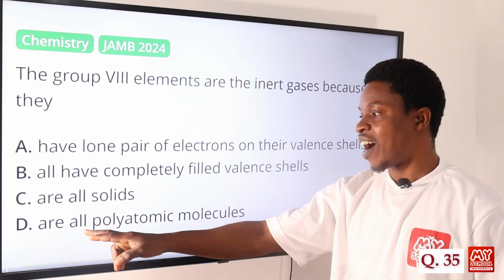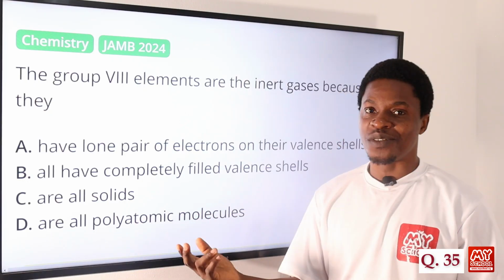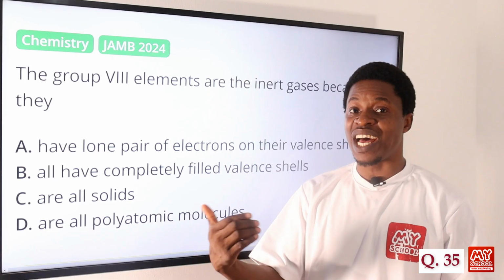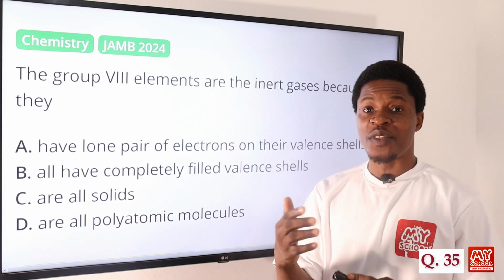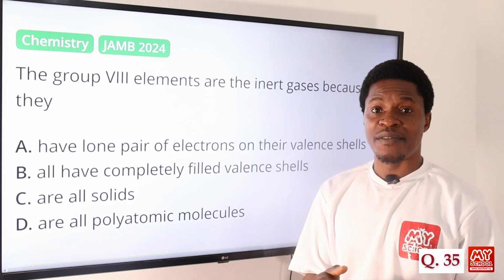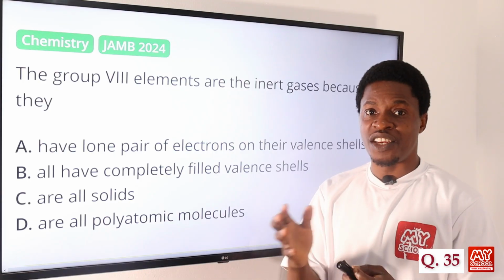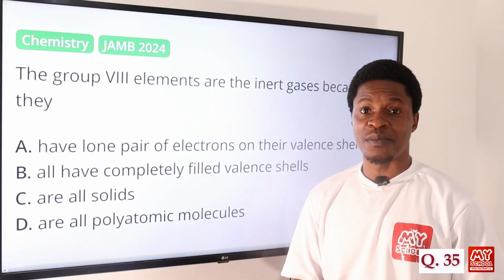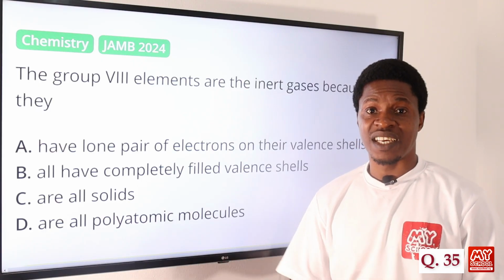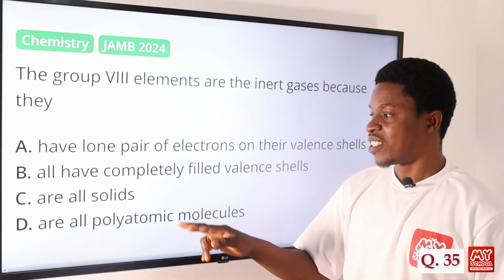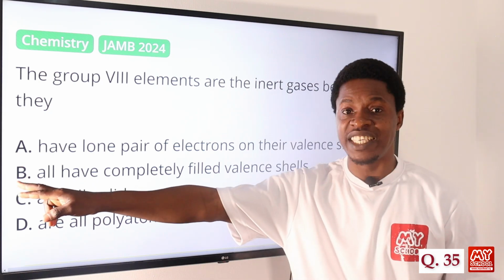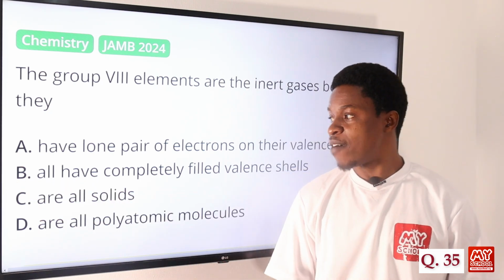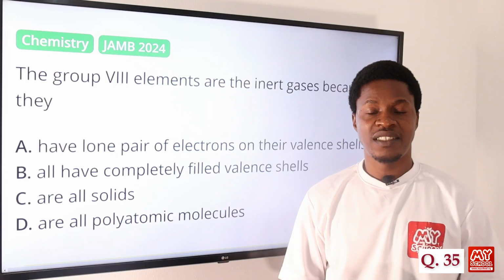And then option D says are all polyatomic molecules. No, polyatomic molecules are molecules that have more than 2 atoms together. Helium is not a polyatomic molecule. They say all of them. Helium is not polyatomic. Neon is not polyatomic. Argon is not polyatomic, so this is not correct. So the correct answer here is option B. They all have completely filled valence shells.